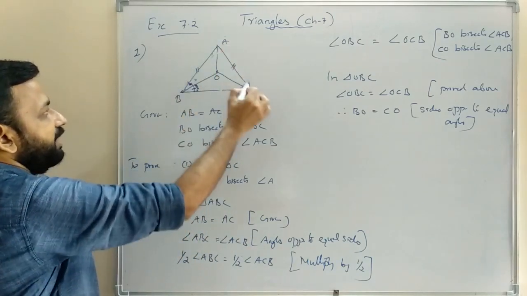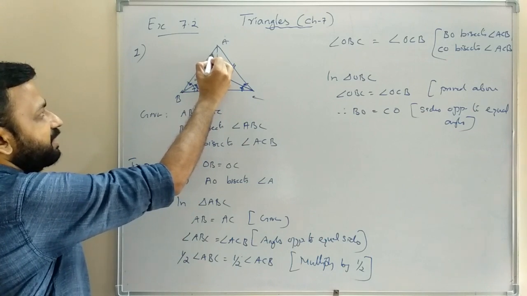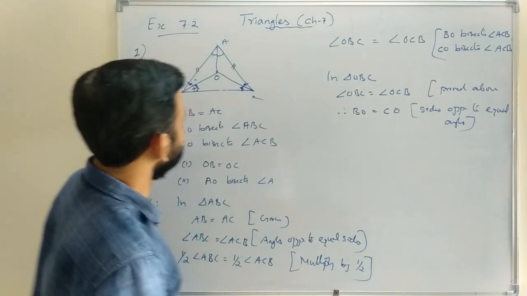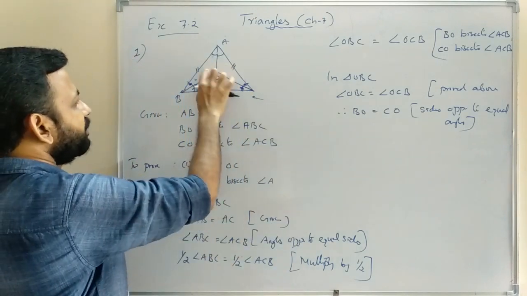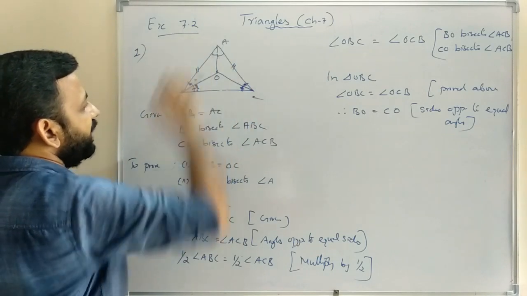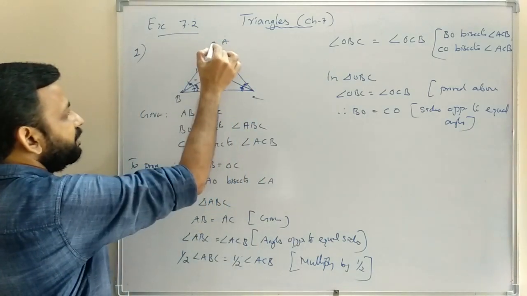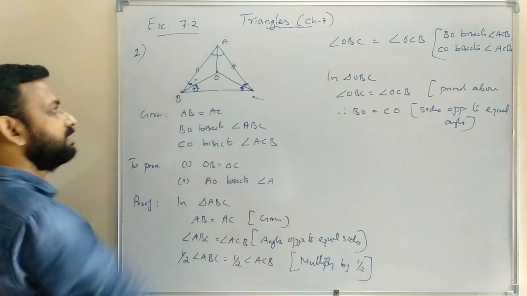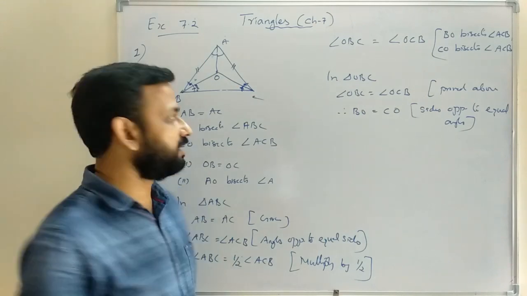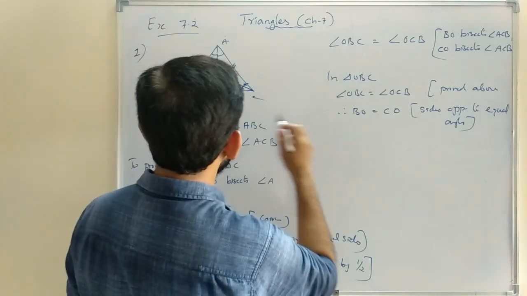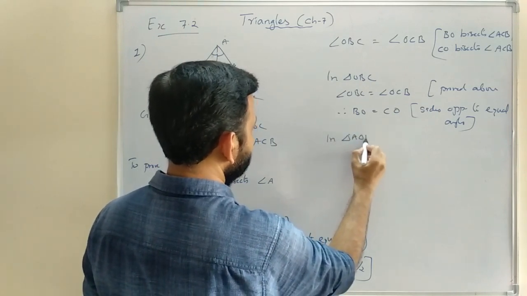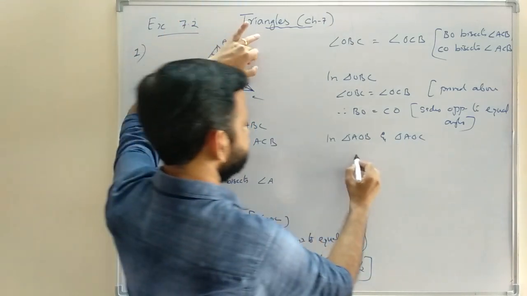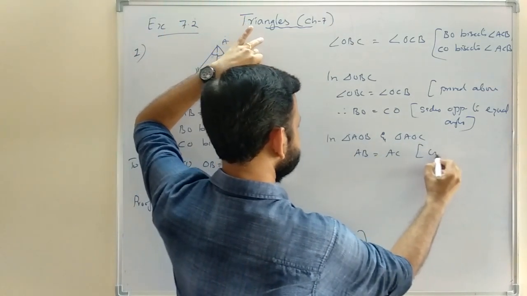To prove AO bisects angle A, we need to show that these two angles are equal. For this, we can prove triangle AOB congruent to triangle AOC. If triangle AOB is congruent to triangle AOC, then these two angles are equal, and therefore AO bisects angle A. So in triangle AOB and triangle AOC, AB equals AC, given.